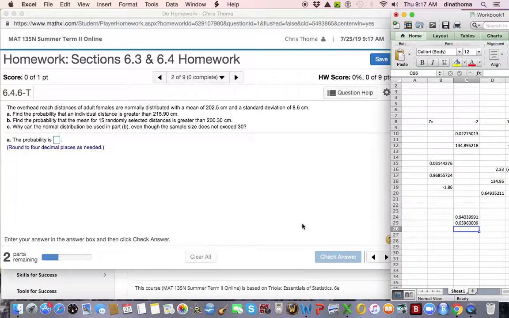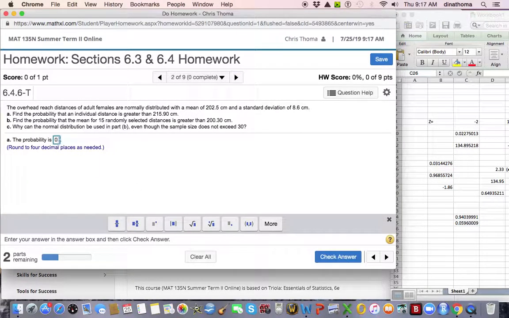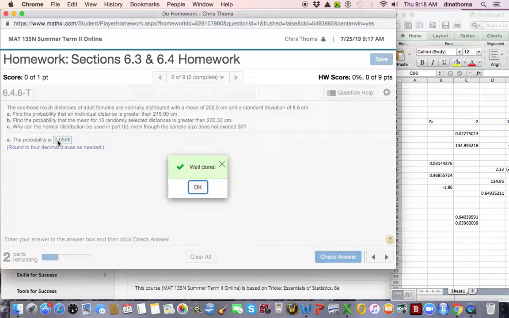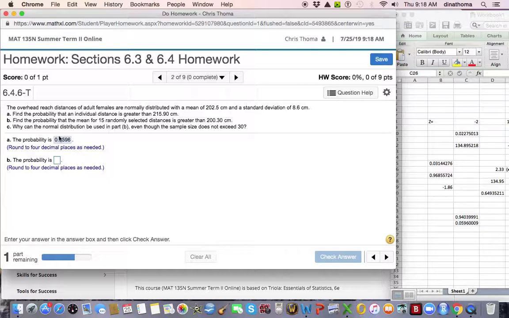And I get 0.059, I'll type this in here, 0.0596. Now, the difference is part B. The probability the mean number of 15. Now I'm picking more than 1. So now I have to apply the central limit theorem.